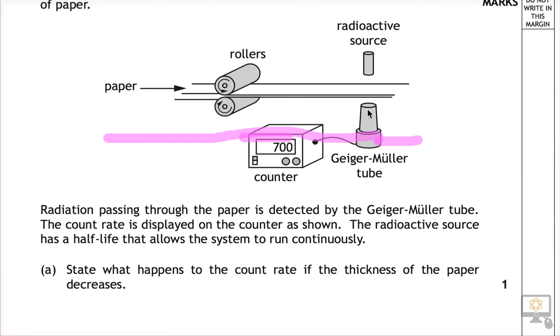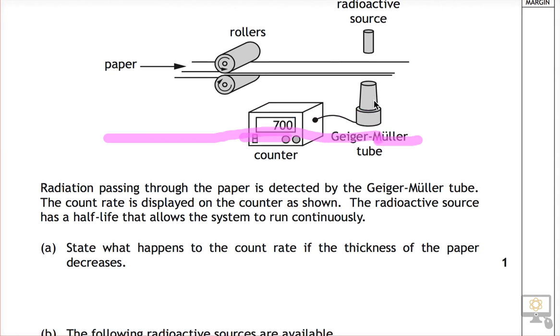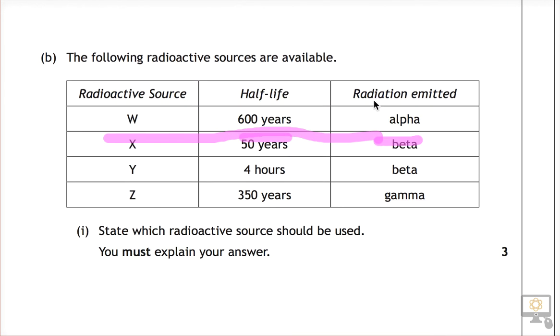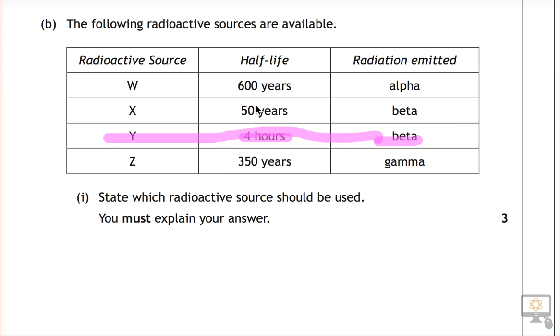Gamma, well, gamma would get through the paper. It would go right through, and it wouldn't be affected by how much paper there is. It would just go through, and so the count rate wouldn't decrease or increase if the thickness of the paper changed. But beta, well, it'll travel through the paper, but the thickness of the paper does affect how much gets through. So beta is the best option, and 50 years of a half-life is great.